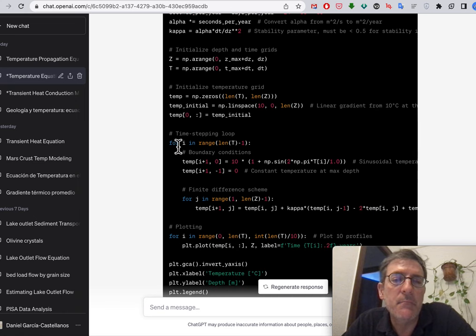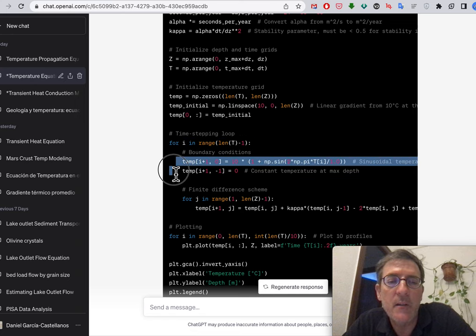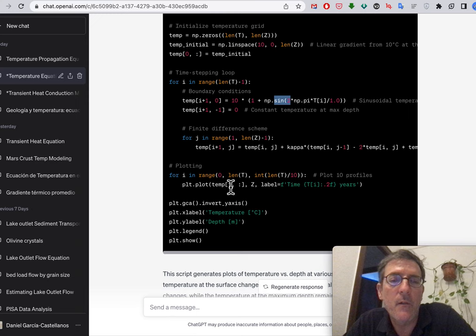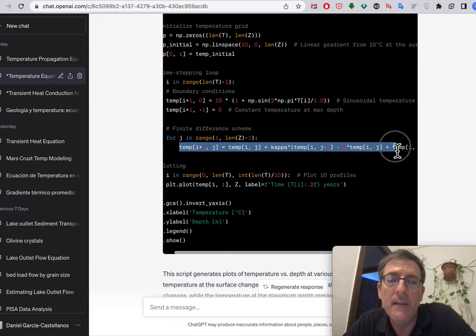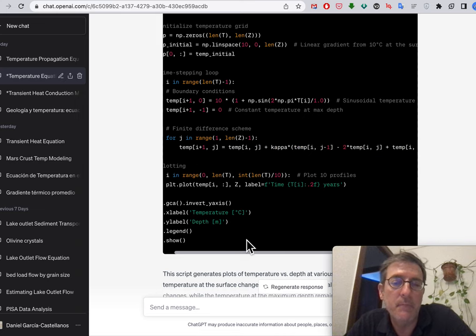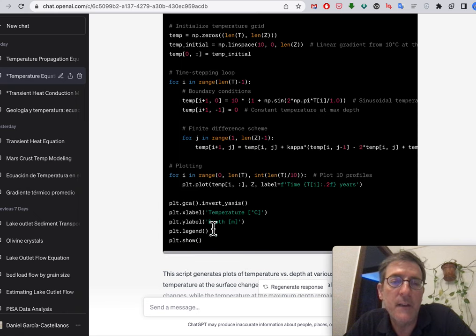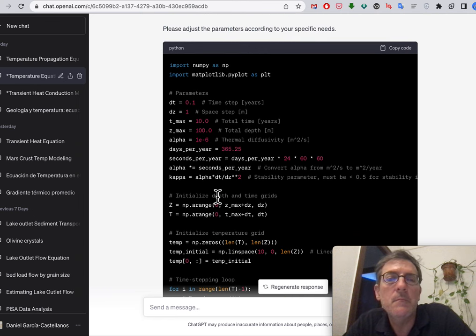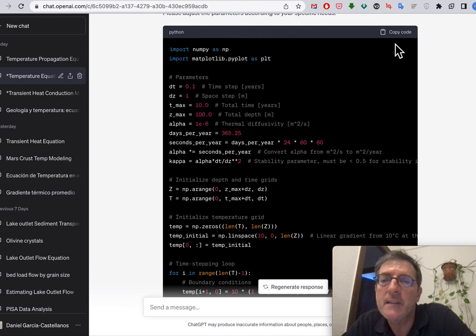And then the rest is essentially this loop. This is the time loop where the temperatures are defined at the surface with a sinusoidal function of time. And here is where you have another loop to actually solve the diffusion, applying a second derivative discretization in finite differences. That's the way GPT decided to solve the equation you saw above.